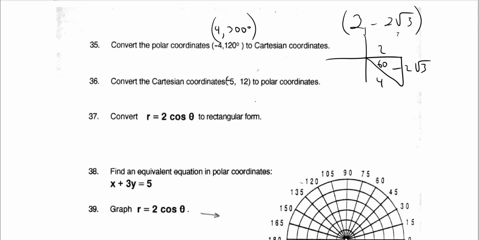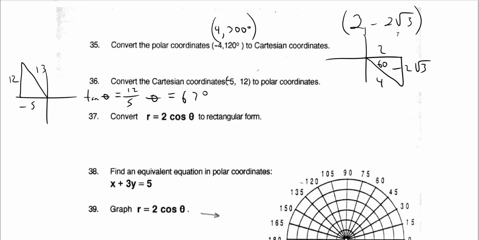Okay, so the next one is negative 5, 12. So negative 5, 12 is here, and then this is 13, and to figure out the angle, it's just tangent of theta. We'll get the reference angle, right? You want to get the reference angle, so it's y over x. So it's 12 over 5. Do inverse tangent of that. Make sure your calculator's in degree mode. And we got theta is equal to 67 degrees roughly, and r is 13. So it's 13 comma 67 degrees, r comma theta.